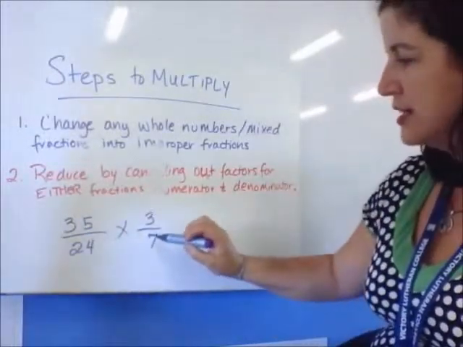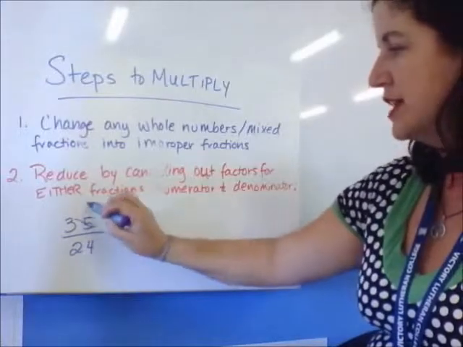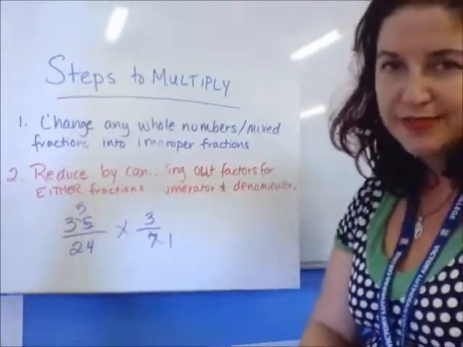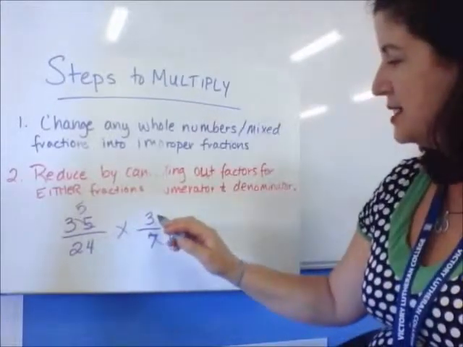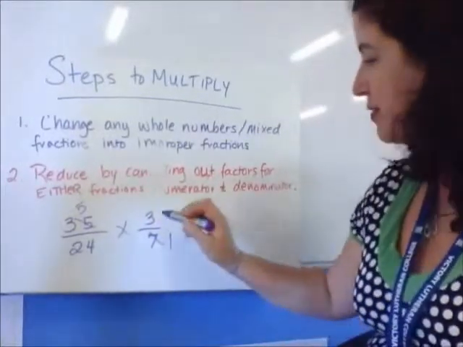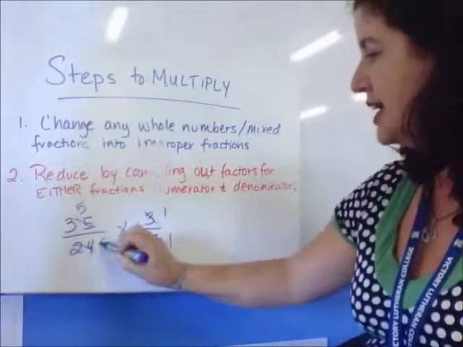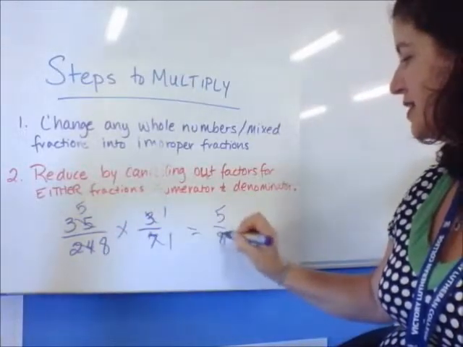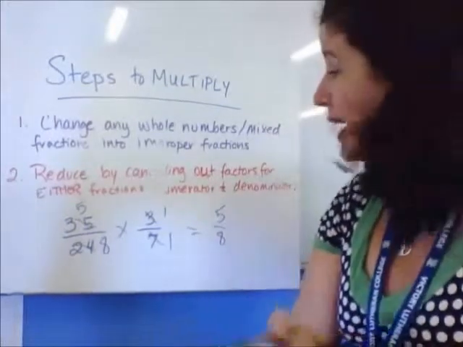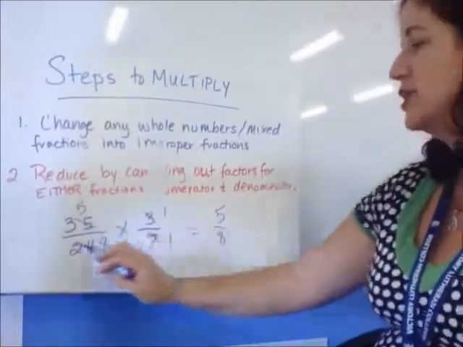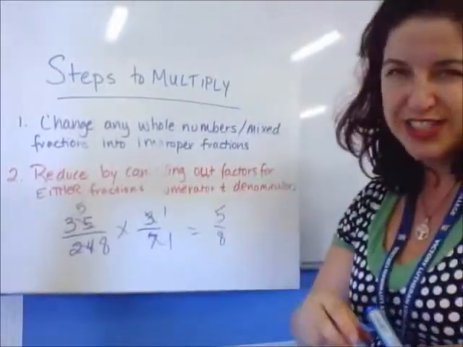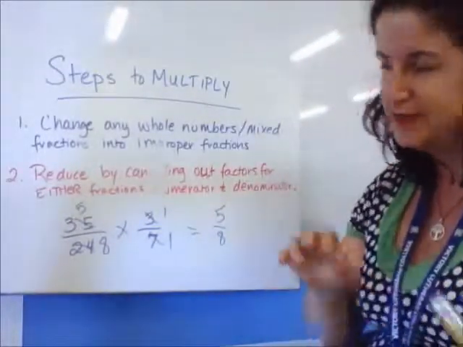See, if you look here, 7 is a factor of 35, so let's make that 5 and that 1. 24 is a multiple of 3, so we can make that 1 and that 8. And now all of a sudden, we have the answer, 5/8. Okay, we could do it the other way. We could do 35 times 3, 24 times 7, then reduce the heck out of it until we get it back to 5/8. But it's just an easier way. It's a shortcut. Okay?